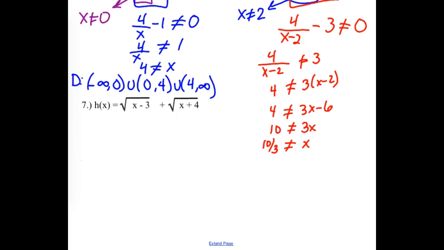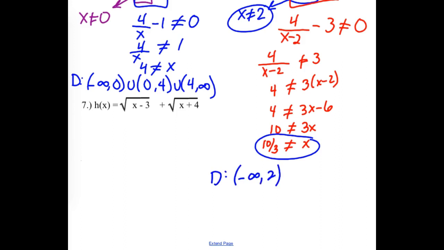We good with that? All right, so how would we write our domain? We said x can't be a positive 2 and it can't be a 10/3. How big is 10/3? 3 1/3. So the first number we're going to jump over is 2. And then we'll jump over the 10/3. If you want to write it as 3 1/3, you can. I'm going to leave it as 10/3.